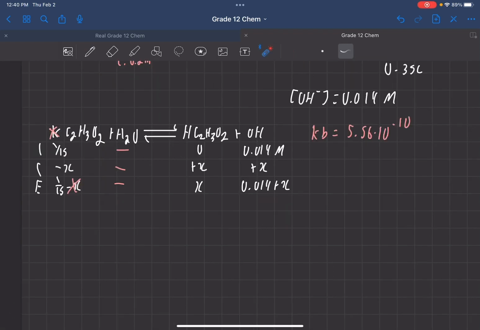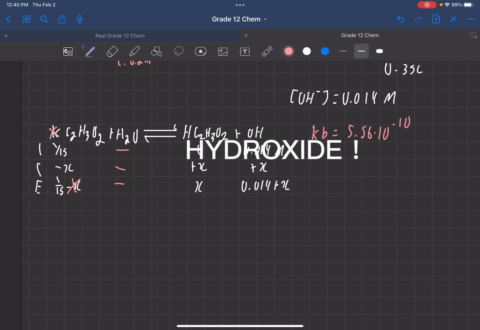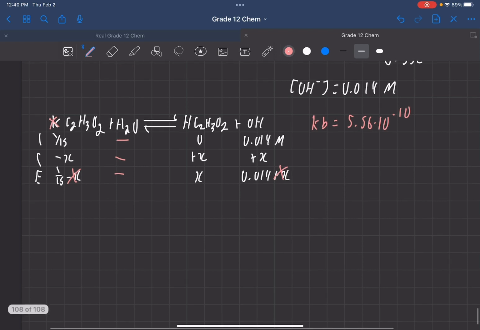Okay, so over here I wrote the Kb of our ethanoate ion, and as you can see, this is significantly smaller than 1/15, meaning we can just cancel out this x, minus x. It's not going to do anything. And it's also significantly smaller than this 0.014 molar of the hydroxide. So once again, the plus x is not going to do anything to the hydroxide, meaning that this ICE table was completely useless.